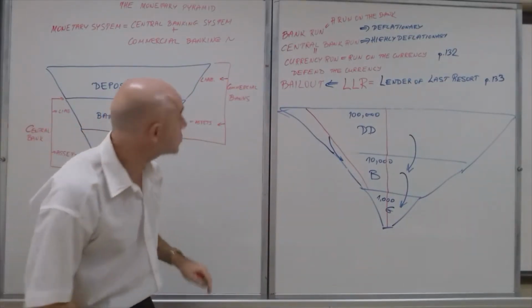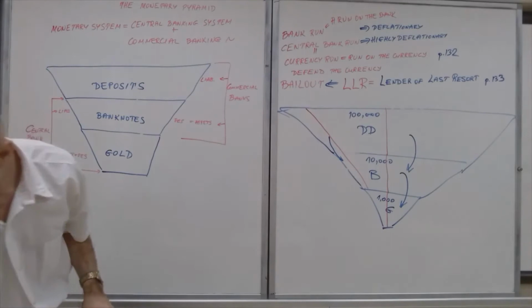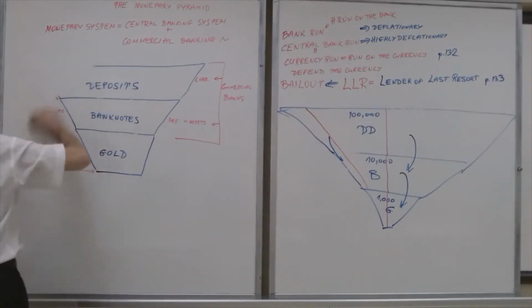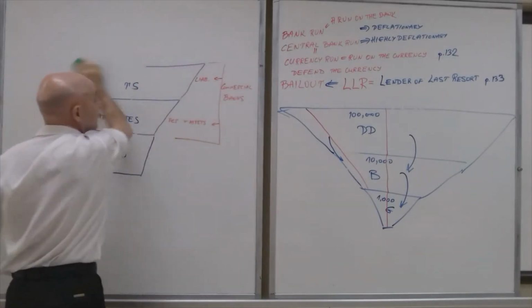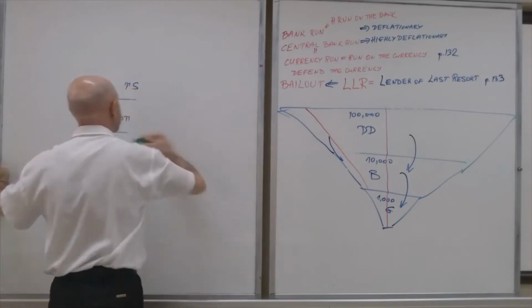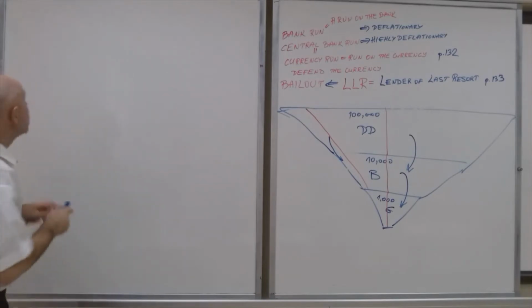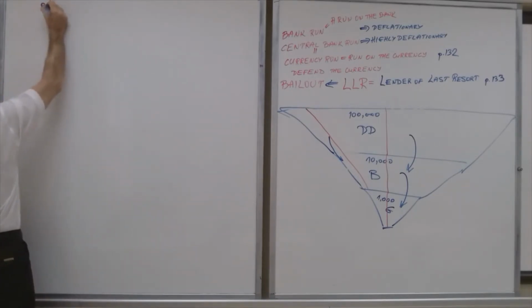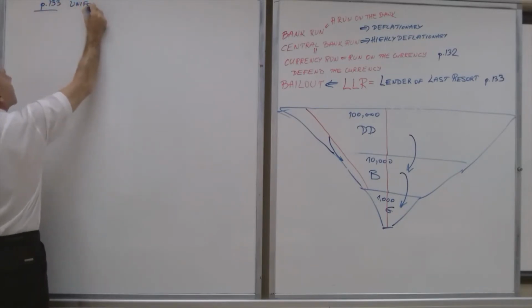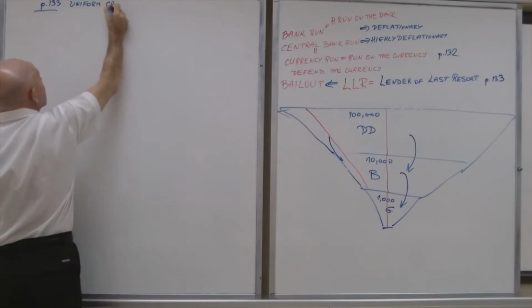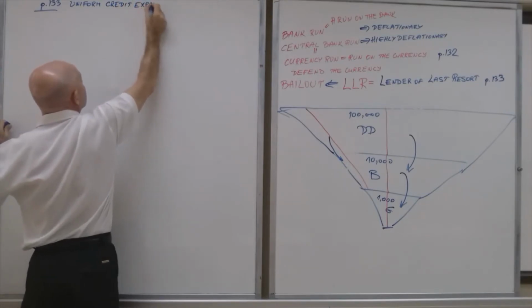All right, and the next topic I covered last time is page 133 again. This is the uniform credit expansion.